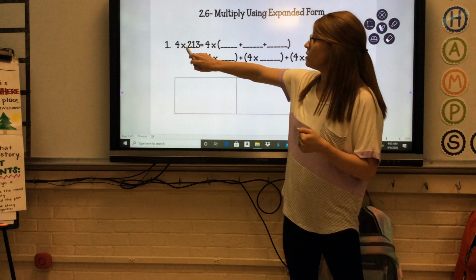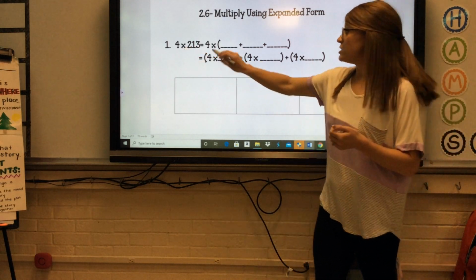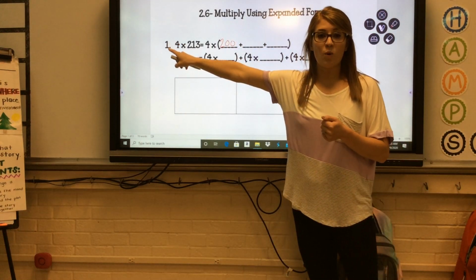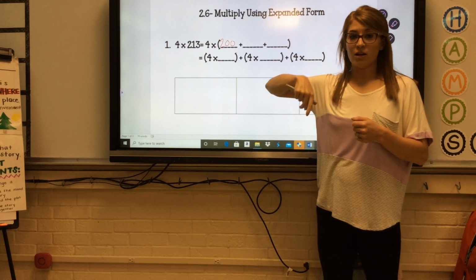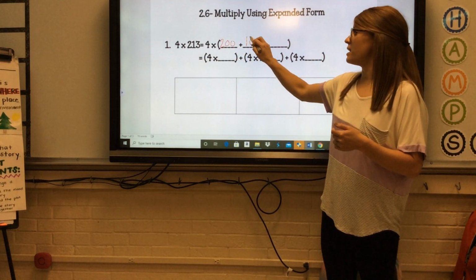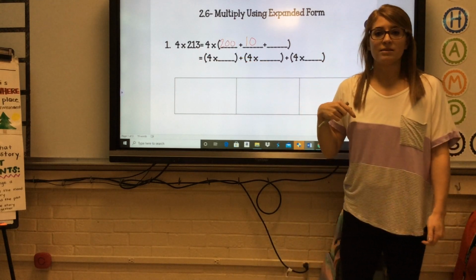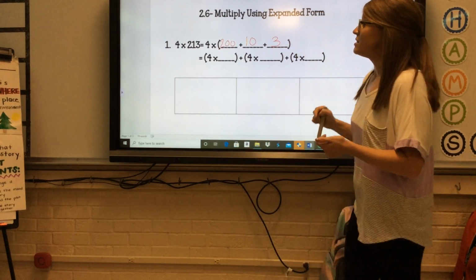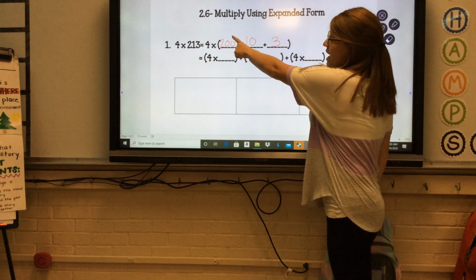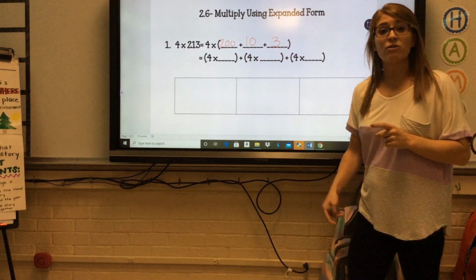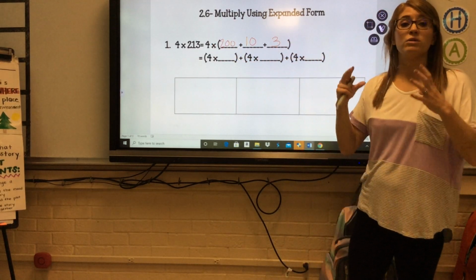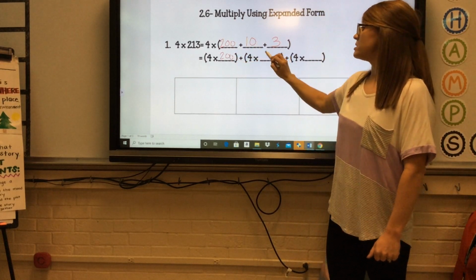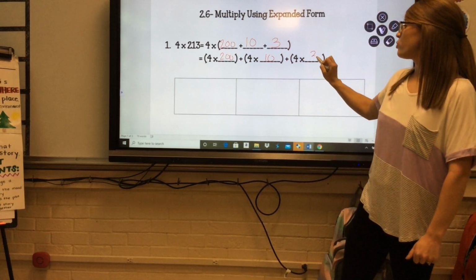Okay, so what is the value of that 2? Very good. That 2 has a value of 200. What about this 1? What does it have a value of? Very good. 1 in the tens place has a value of 10. And what about the 3 in the ones place? Very good. It has a value of just 3. Good job. Okay, so what I'm going to do, remember, is we're going to just take each of those values that we found and we're going to plug them into each of those parentheses. So 4 times 200 plus 4 times 10 plus 4 times 3.